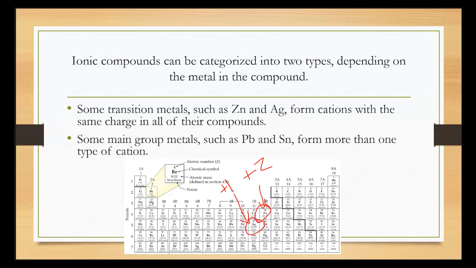Some main group elements, such as lead and tin, form more than one type of cation. That's why we put that X over the carbon, because both of those are in the carbon row. Sometimes they form a +2, sometimes they form a +4, and you have to use a systematic name to figure that out.